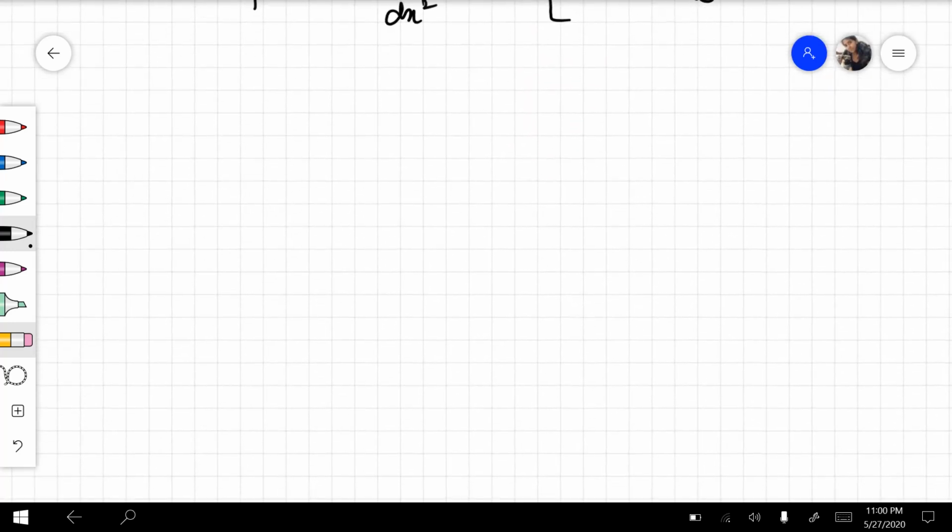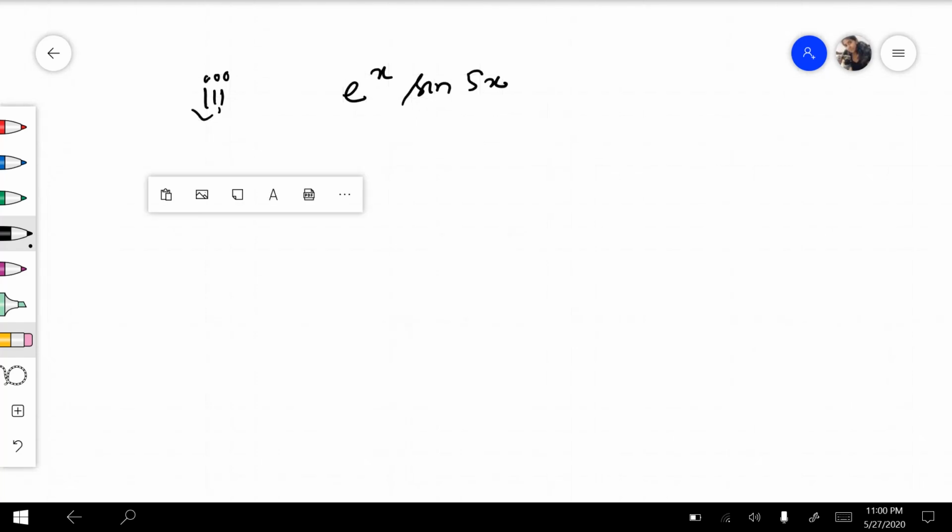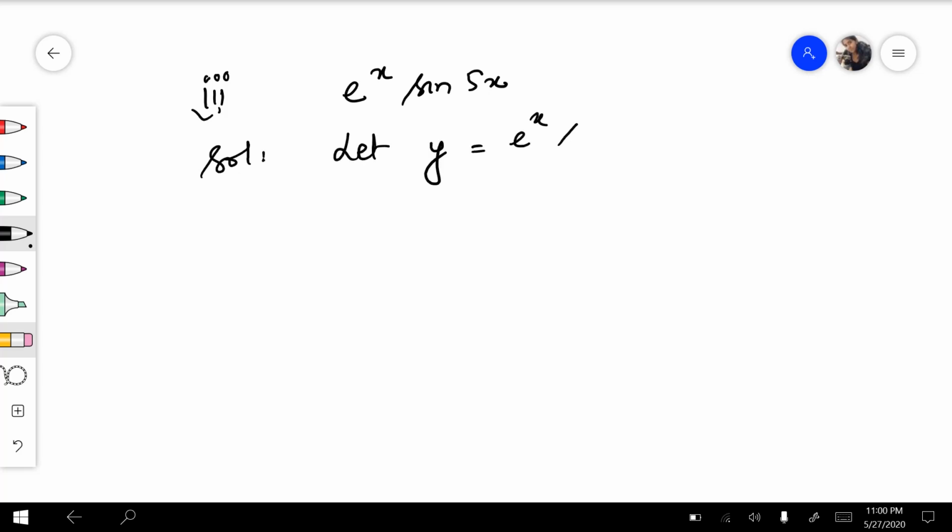चलिए थर्ड पार्ट पे चलते हैं. It is e raised to power x into sine of 5x. Solution. Let y is equal to e raised to power x into sine of 5x.